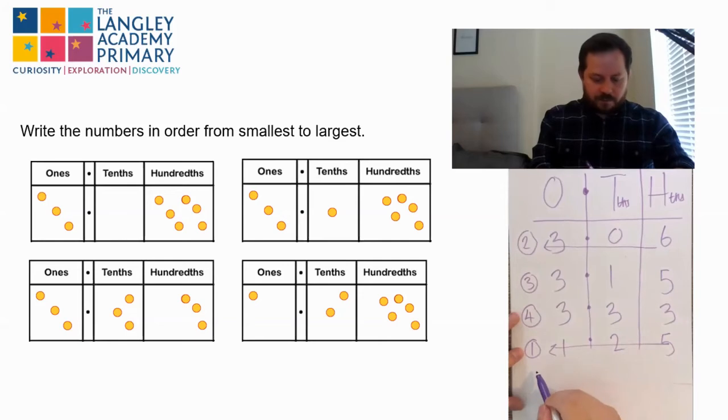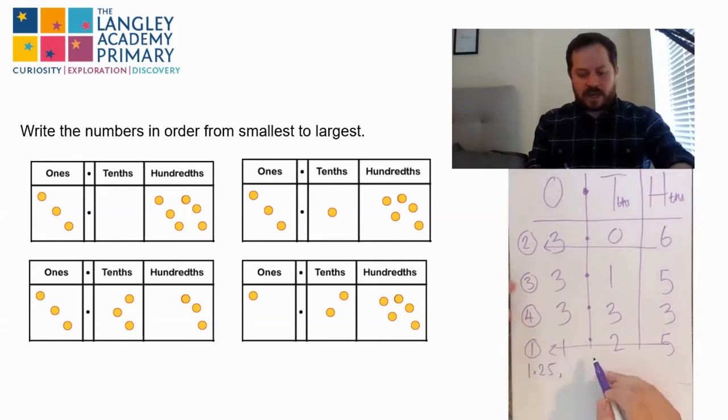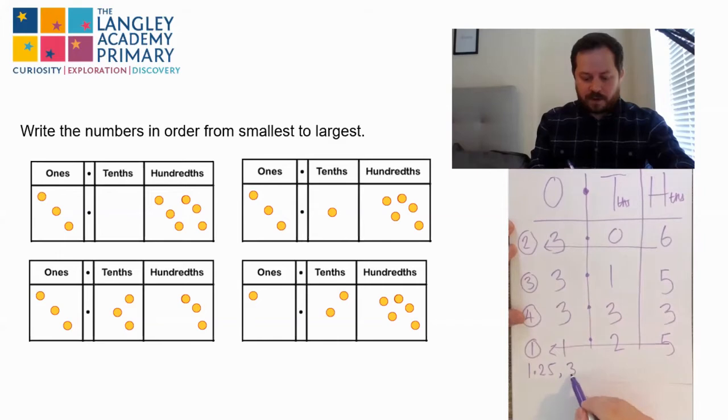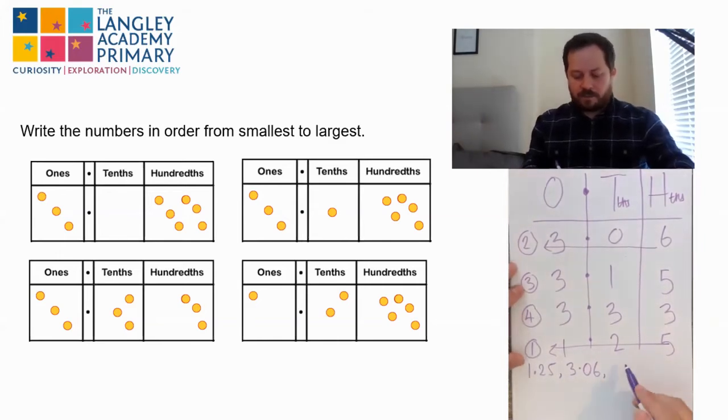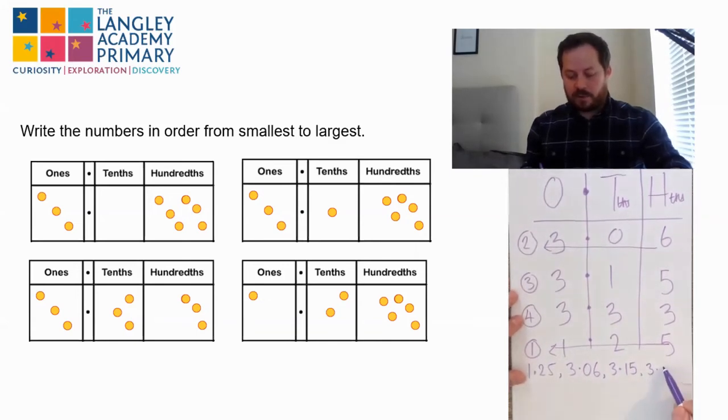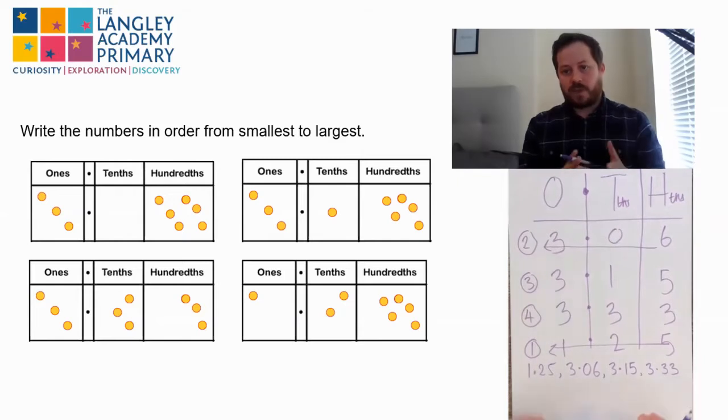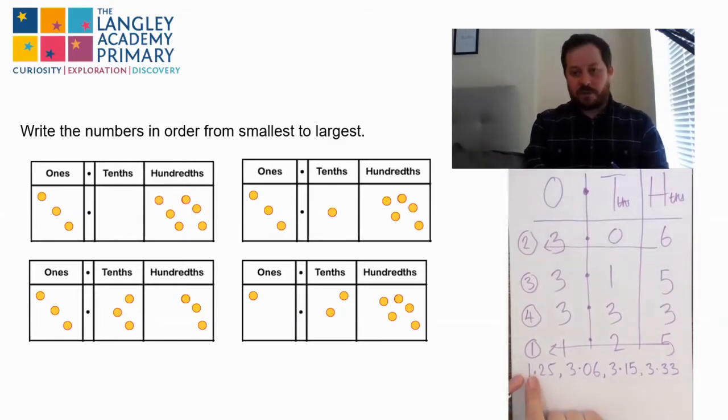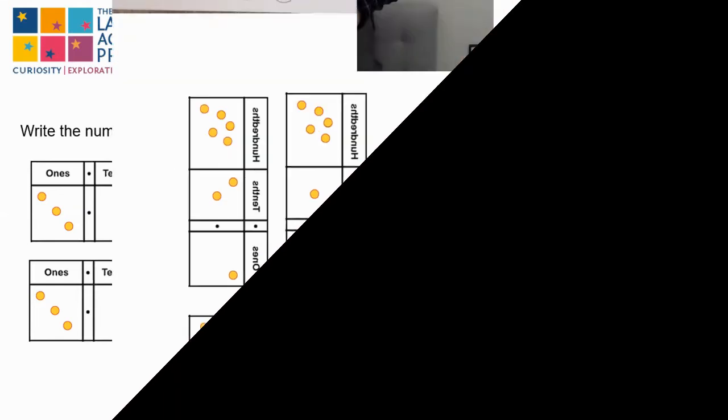So if I was to write them in order, I would put number 1 first, 1.25. My second number, which I had up here, 3.06. My third number, 3.15. And finally, my last number, 3.33. My numbers are in order from the smallest to the largest.